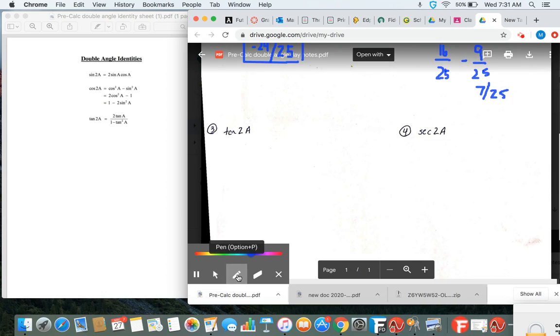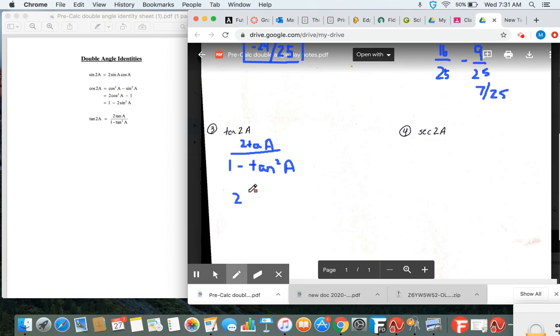Next one is tangent. So for tangent, we're going to use 2 tangent of A, so 2 times whatever the tangent of angle A is, over 1 minus tangent squared A. Refer back to the triangle that you drew. Think about which two sides make tangent, and that's going to be y over x. So 2 times whatever tangent of A is: y was 3, x was negative 4.